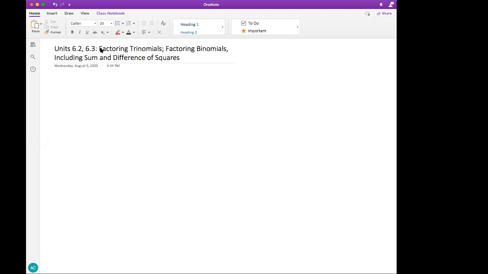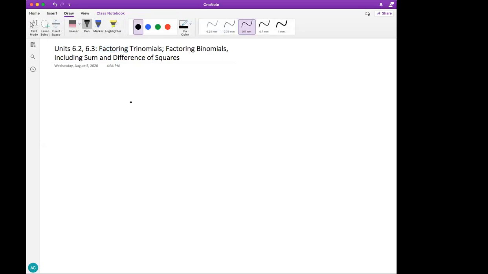Still talking about factoring today. Last time we learned two methods of factoring. One of them was the GCF, or the greatest common factor. And the other one was factoring by grouping. So today we're going to see two more methods.